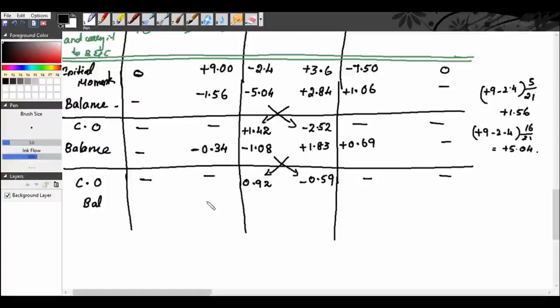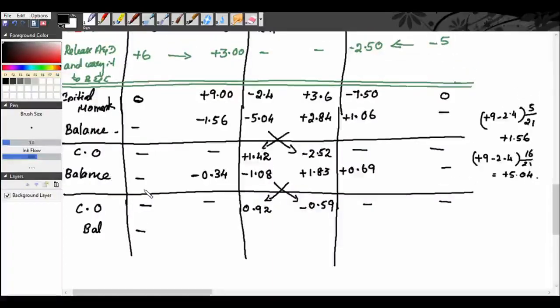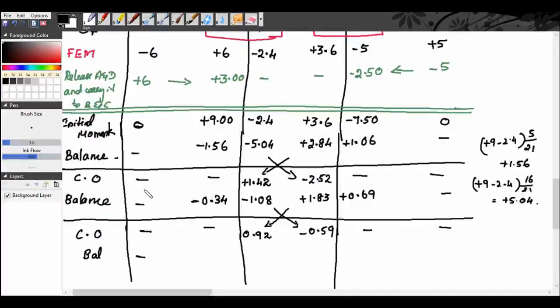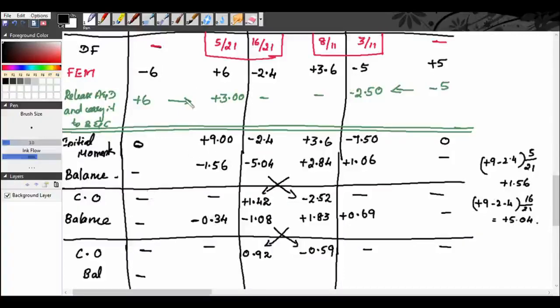Now we will balance. So it is 0.92 multiplied by 5 by 21. We get plus 0.22. So balancing, it is minus 0.22. Similarly, 0.92 multiplied by 16 by 21, we get plus 0.7. So balancing it is minus 0.7.